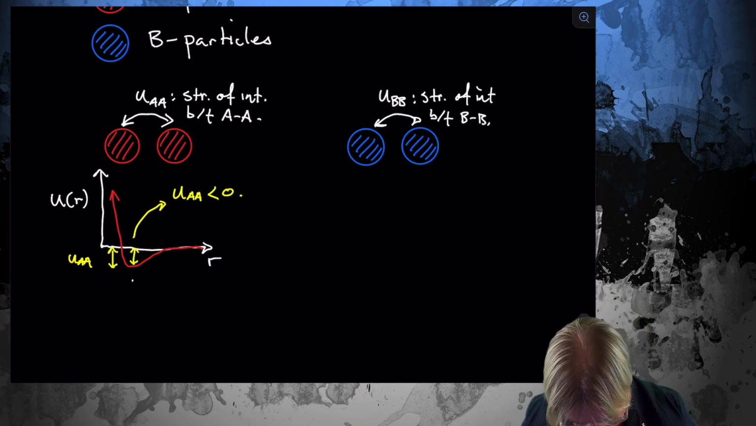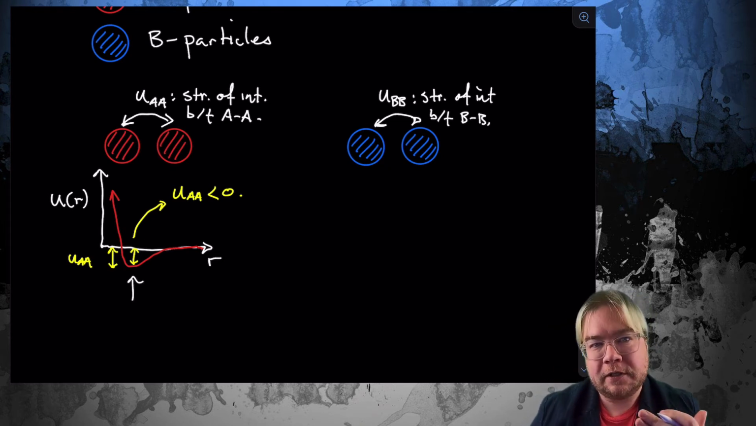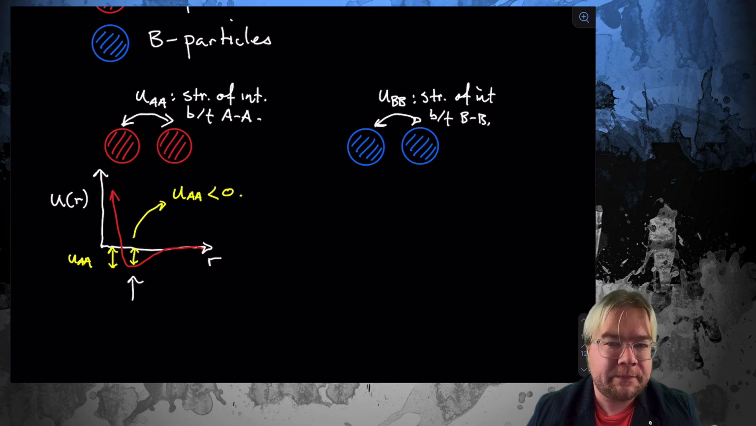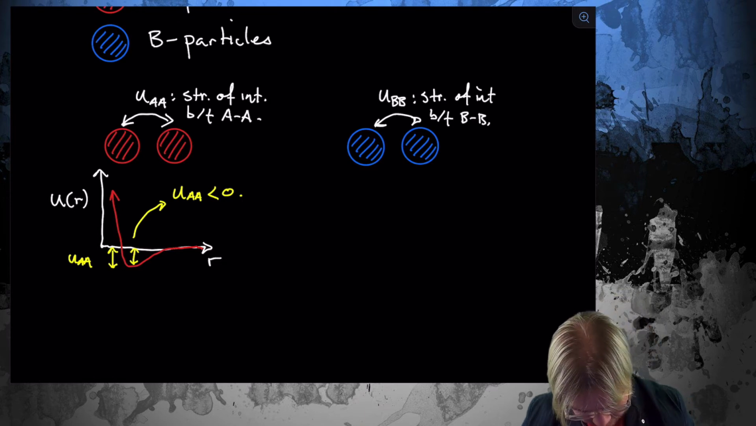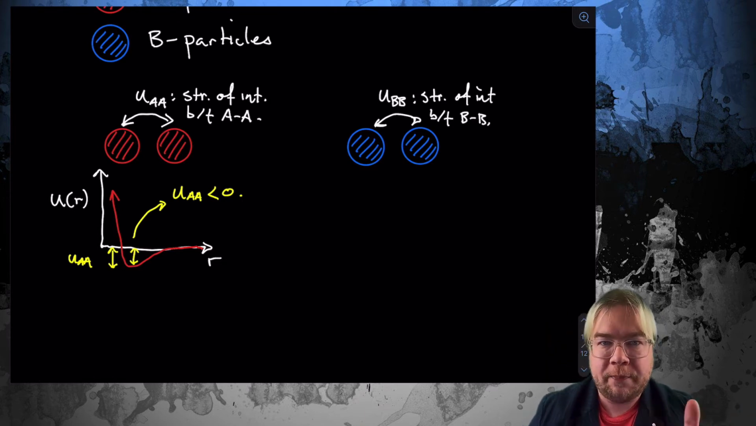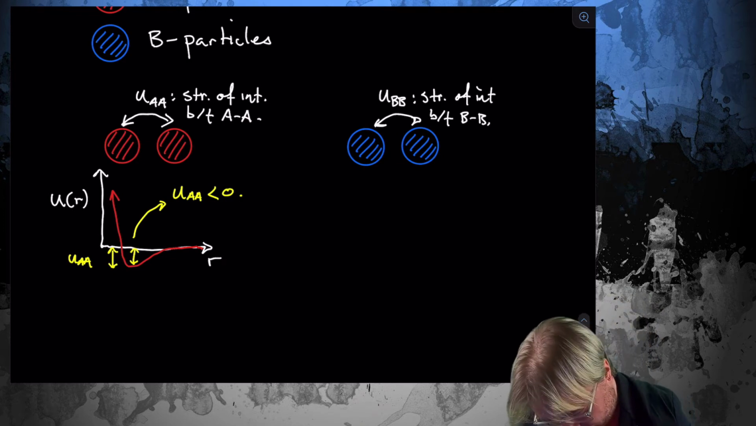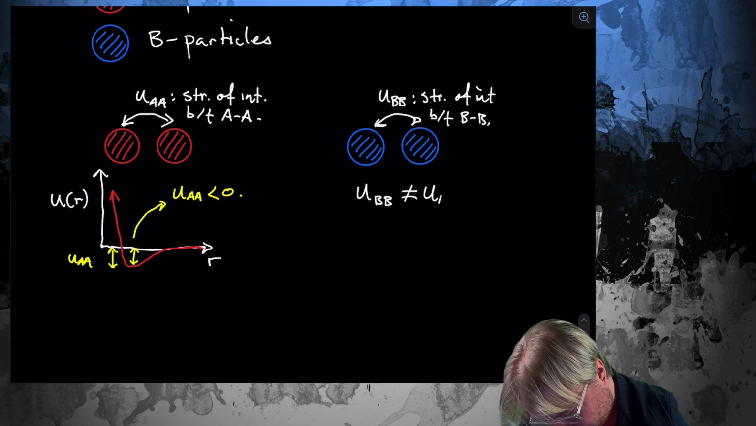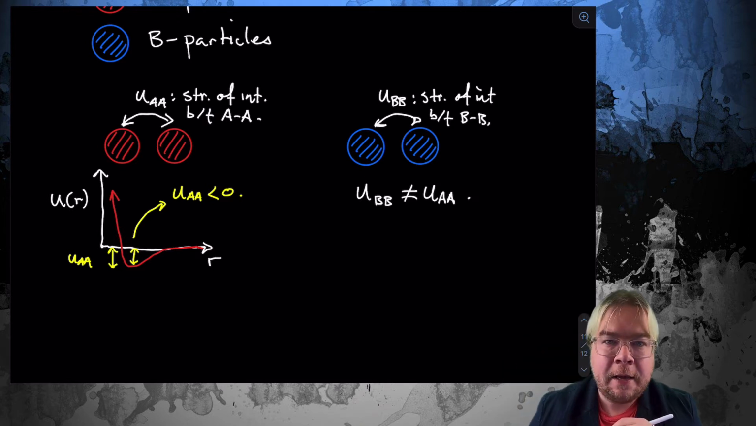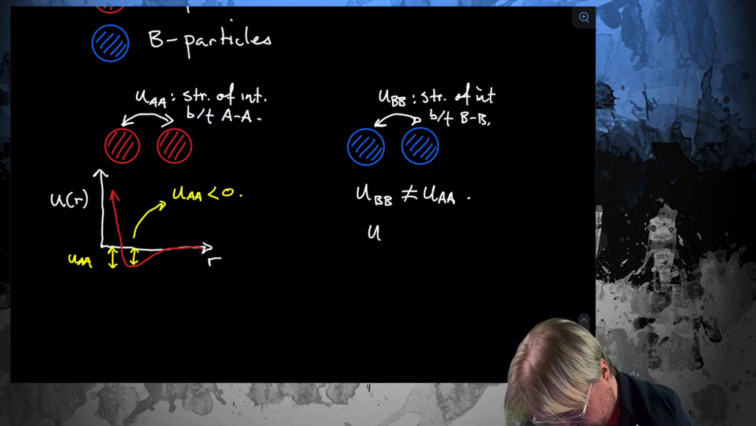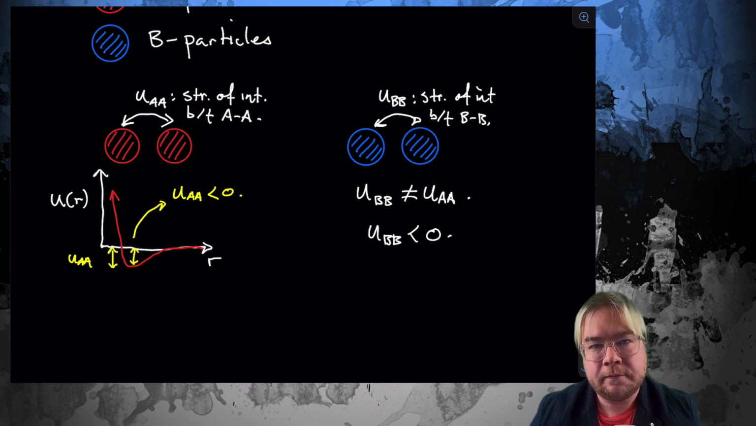So the depth of the well will be different, meaning that interactions between two B particles can have a different strength than two A particles. So you'll get UBB, which is not necessarily equal to UAA. And because of the shape of the potential between these two things, UBB will also be less than 0.